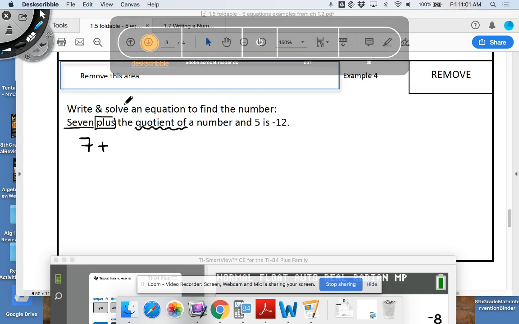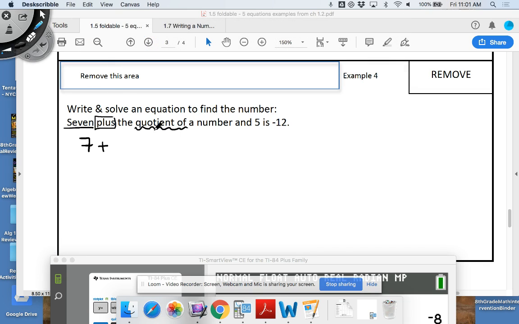Okay. So quotient is fancy. That means divide. So the quotient of, but we don't know what we're dividing yet. So we're going to write it as like a fractiony thing. Remember, for divide, we can do a fraction instead of the little division thing. So the quotient of a number, but we don't know what the number is.